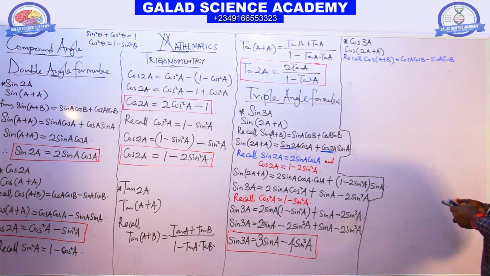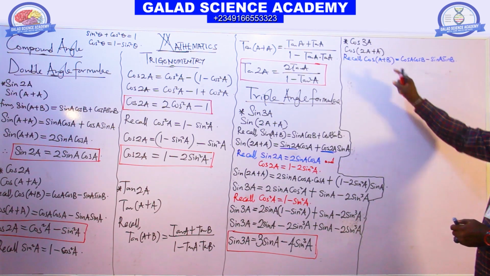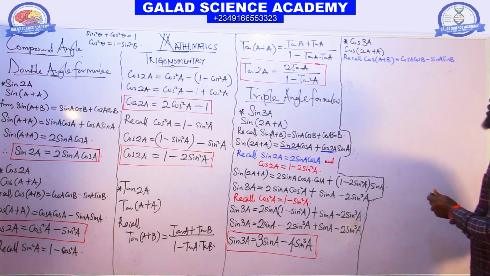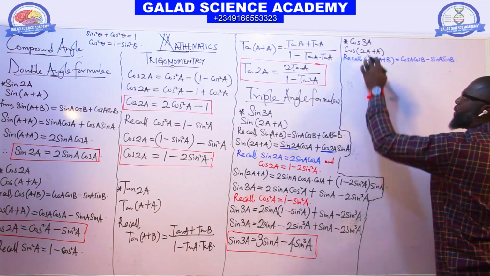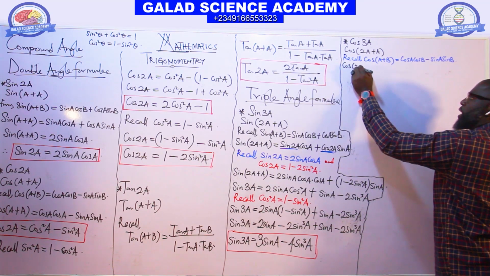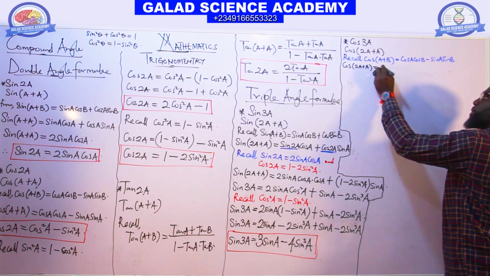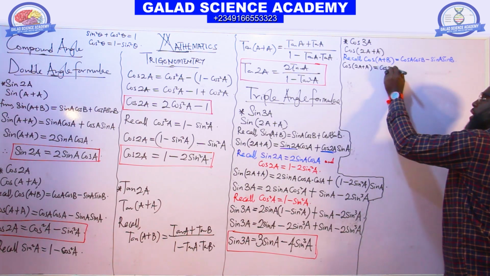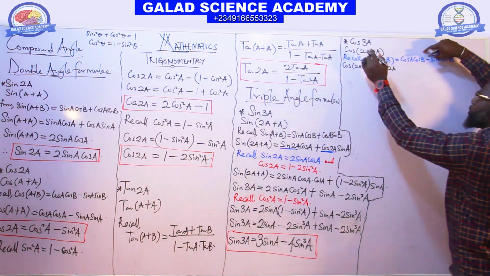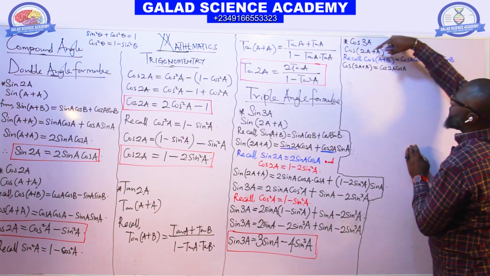So here now, my 2A is A, my ordinary A is B. So let us continue with the expansion now. You now have cos(2A + A). It will now give us cos 2A cos A.